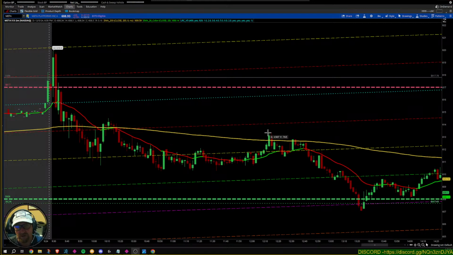And then you have a move up and it fails, another move up and then it fails. That's above the 200 and then back through the 20. That really signifies that there's weakness and you're possibly going to have a drop. So I did enter puts right here, and I traded and I just got out on this move.